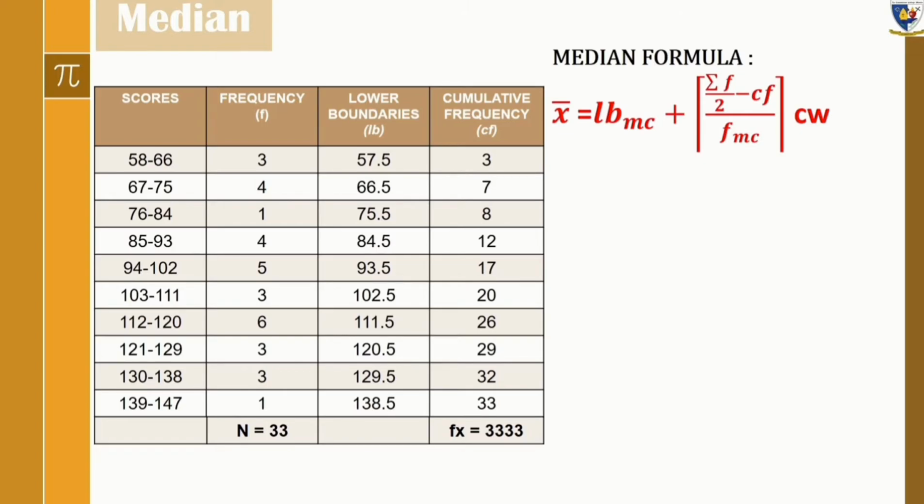Again, this is the formula. First, we need to get the summation of f over 2. So the summation of f is 33, then divided by 2 is 16.5. So 16.5 will tell us where the median class is. Is 16.5 included in 3?